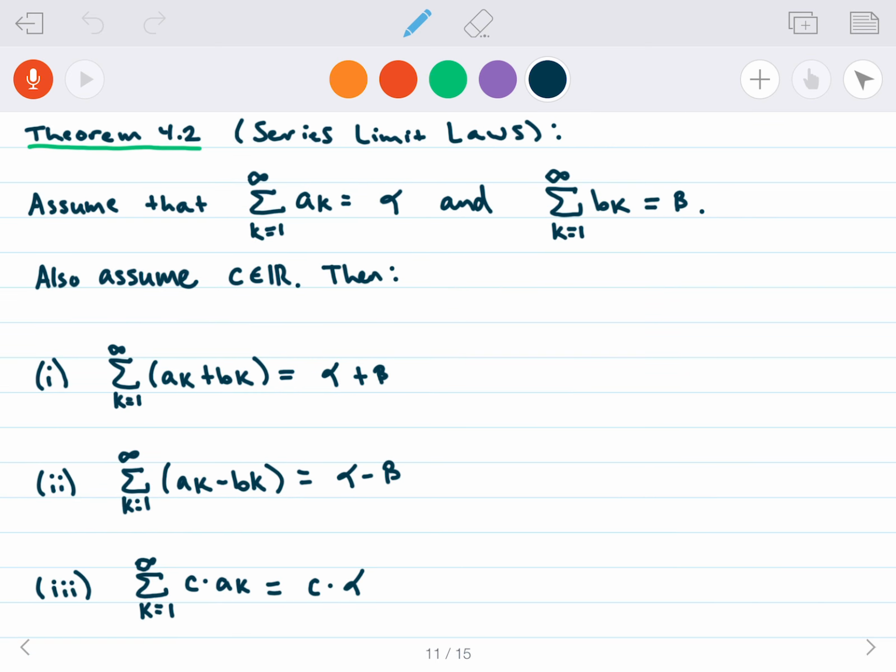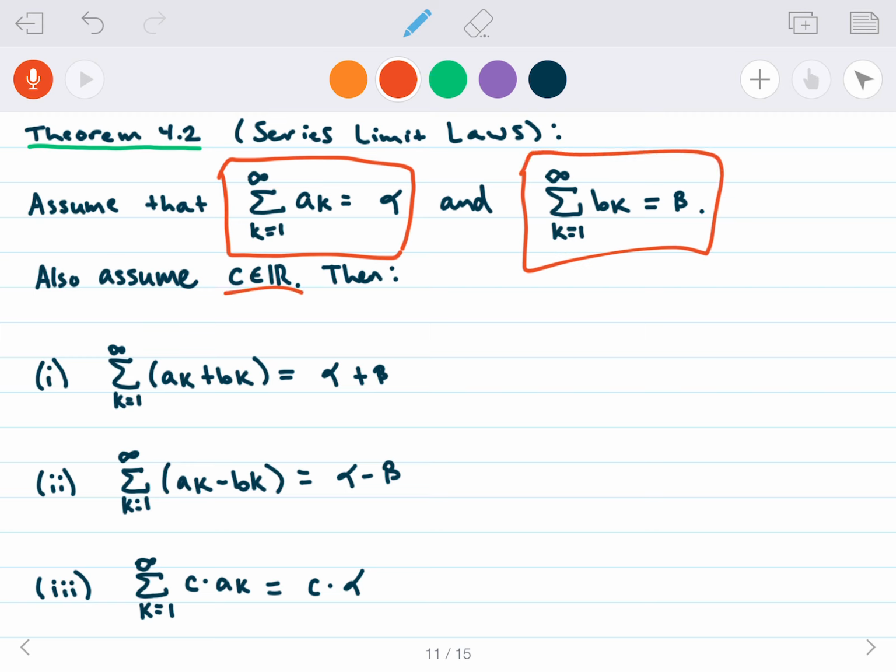Okay, so here are some series limit laws that you probably know already from calculus, but maybe it's a good refresher to see them again. So we have that our infinite series, the first one converges to alpha and the second one converges to beta. Also assume that C is a real number, then these 3 properties hold true. Okay, so I'm not going to prove this, but the proof goes exactly how you would expect it to.